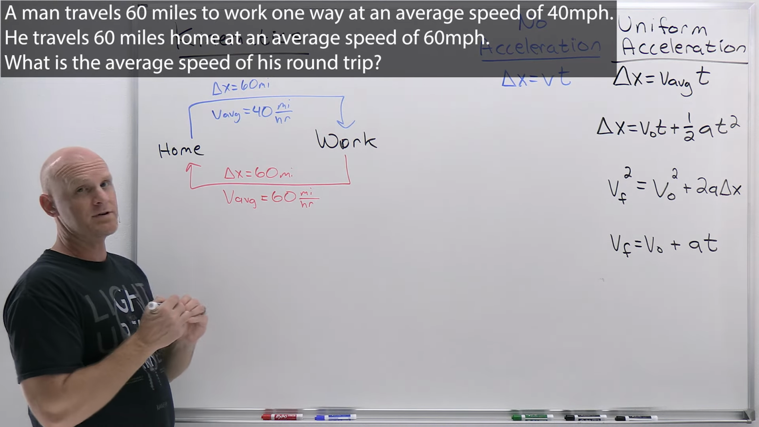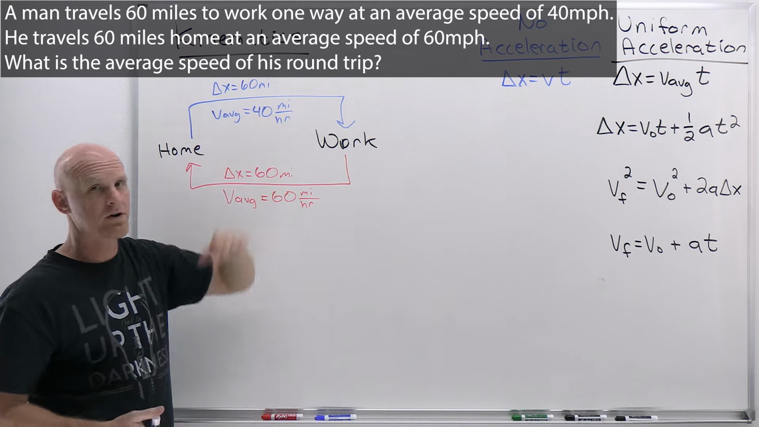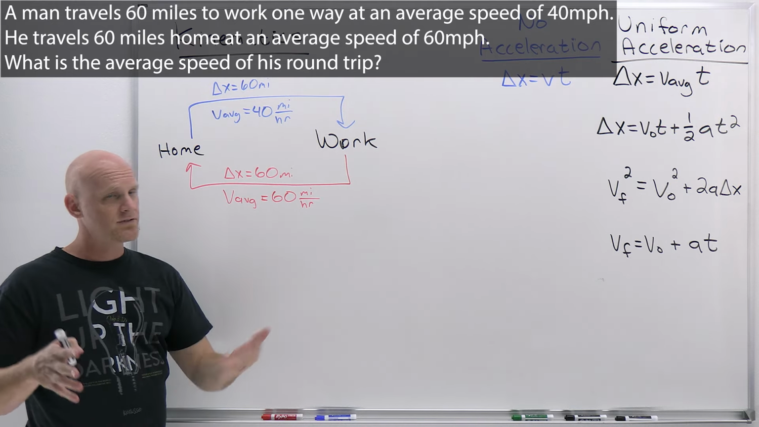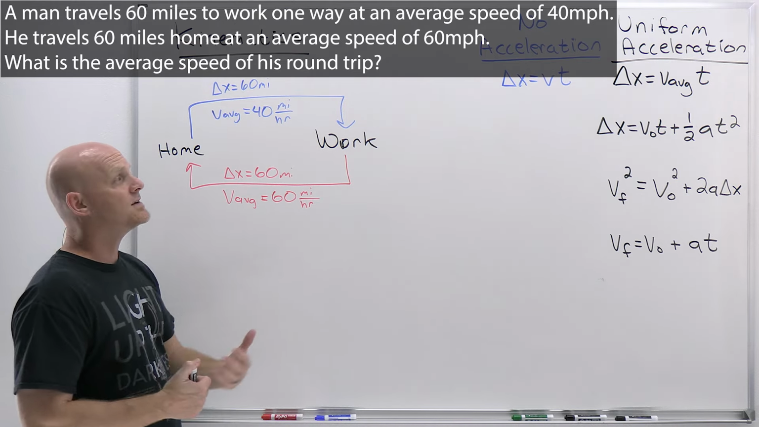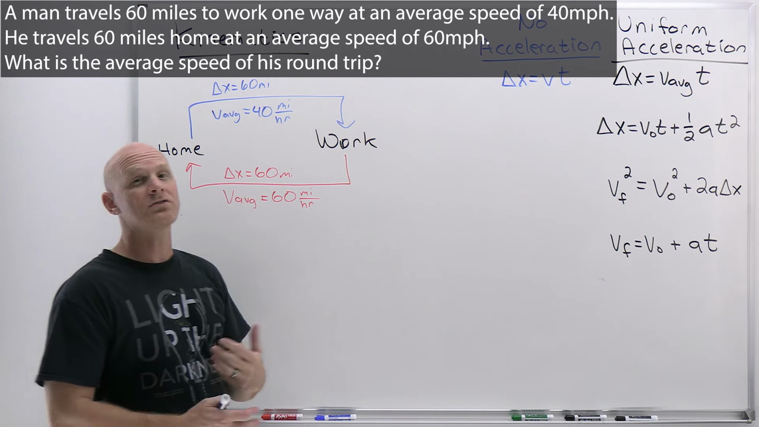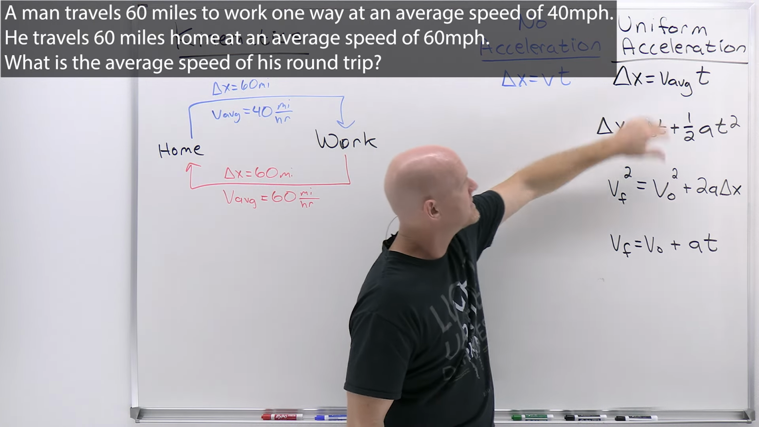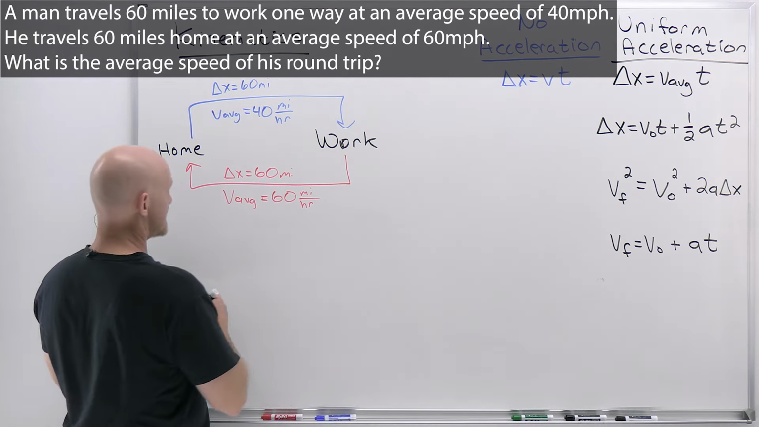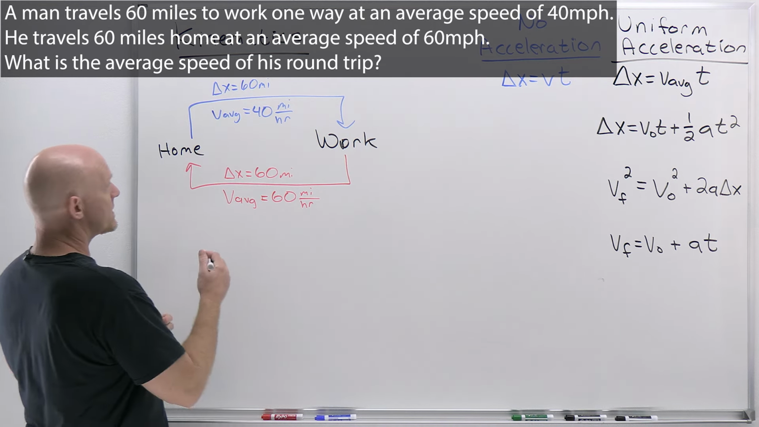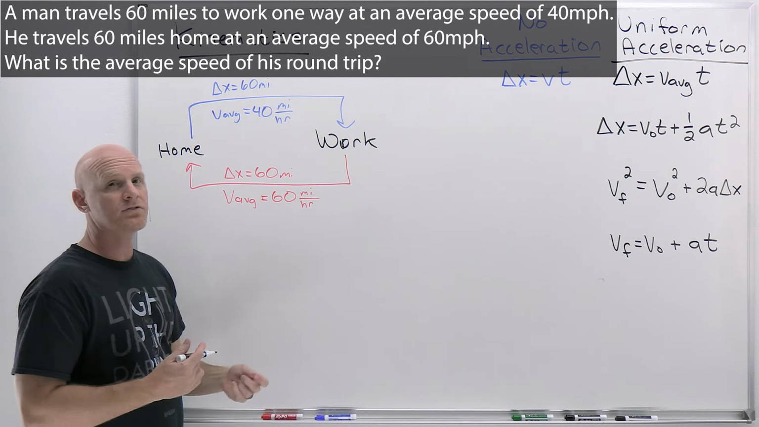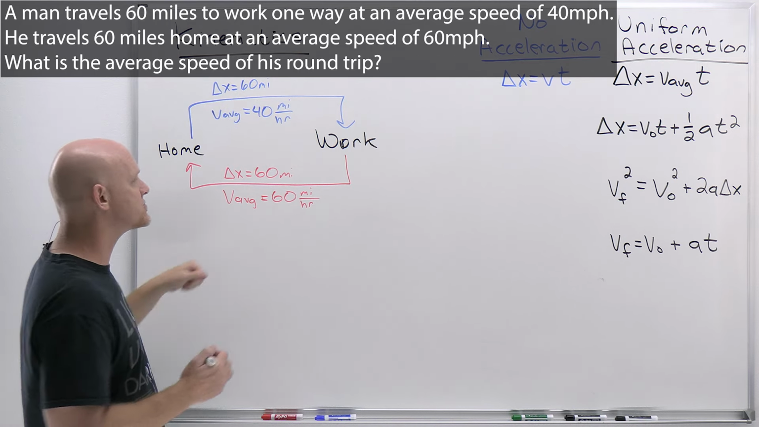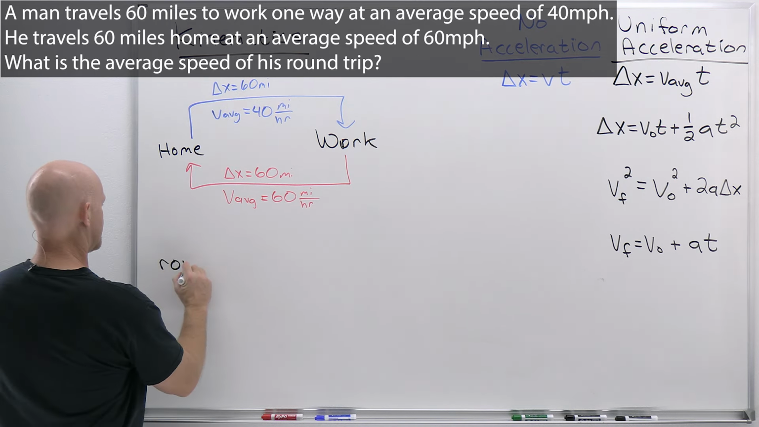And for all we know, maybe he just went constantly 40 miles per hour on the way to work and never stopped. There's no lights, no nothing, whatever. The key is, once we know an average velocity though, it doesn't matter. And we can just go straight to displacement equals average velocity times time. All right, so what we want to do here is again get the average velocity for his entire round trip commute. And so let's put that up on the board here.